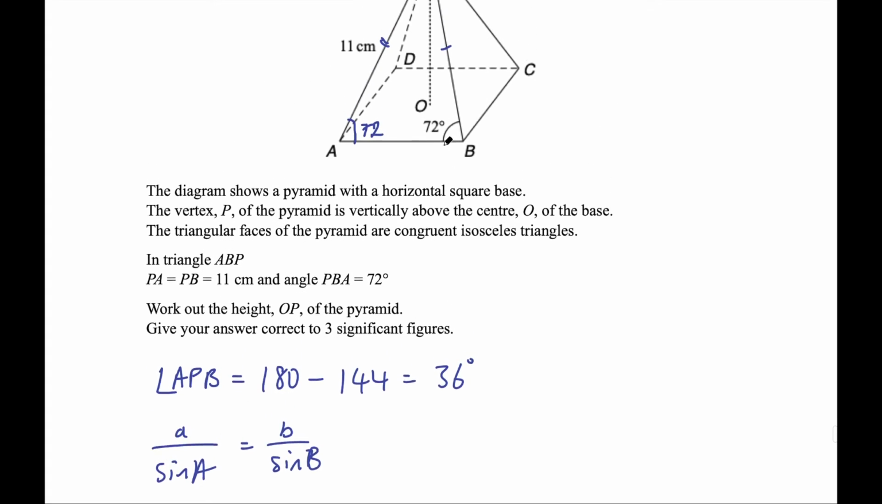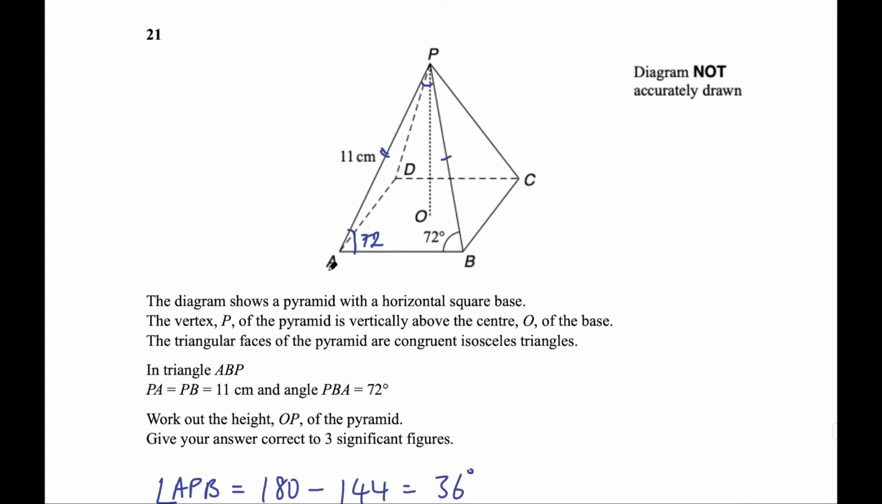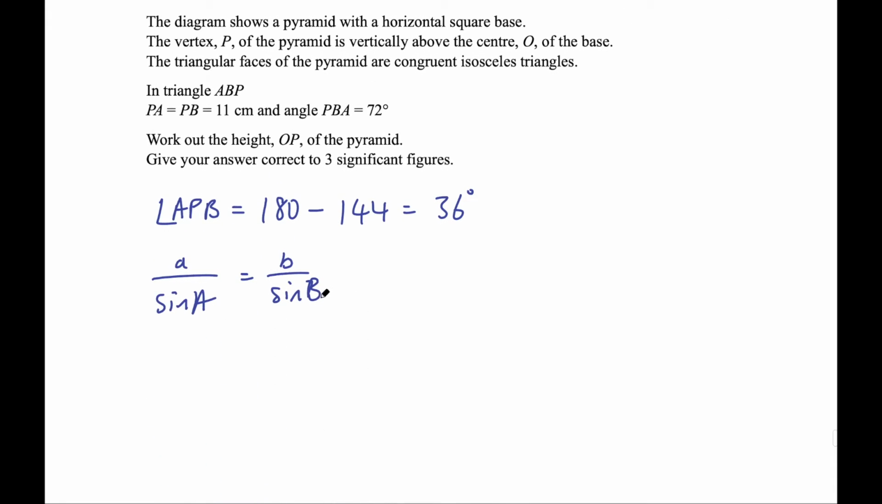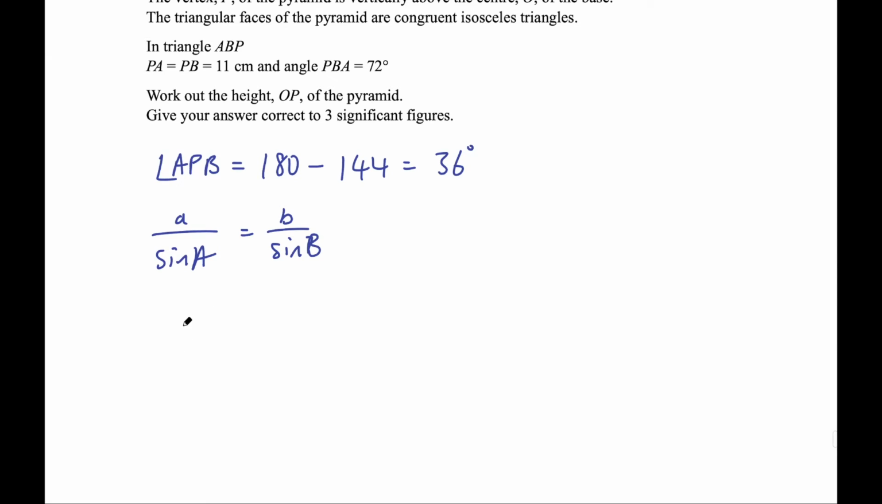Now for this one in particular, I want to work out AB. So I have the angle opposite AB, 36, and I have angles 72 and 11. So plugging those in here, I can work out side AB. Okay, that's relating to A in this formula.